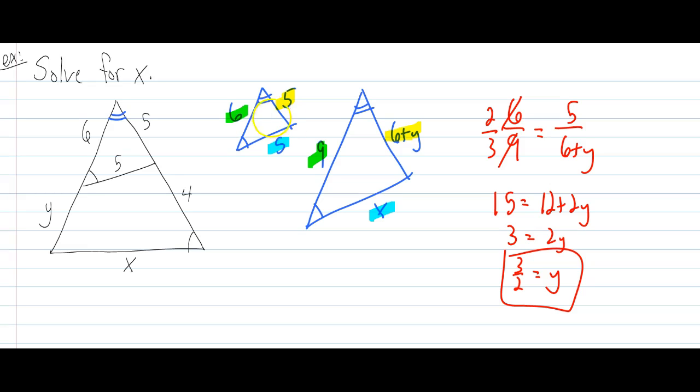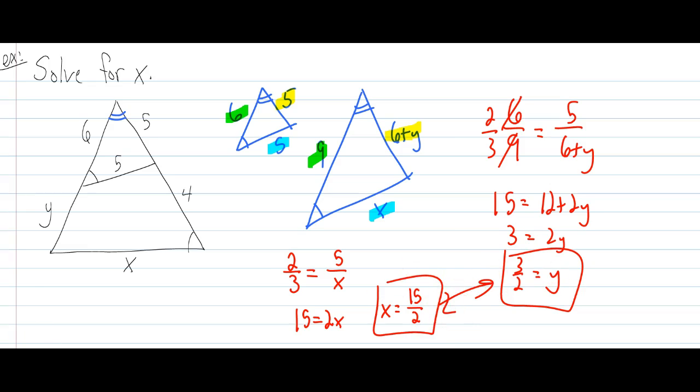And then for the turquoise ones, we use the same proportion with the greens, 6 over 9, which we said simplifies down to 2/3, and that's equal to the turquoise of 5 over x. So now when we cross multiply, 15 is equal to 2x, divide both sides by 2, and x equals 15 halves, which would also be 7.5. But there are two answers for x and y.